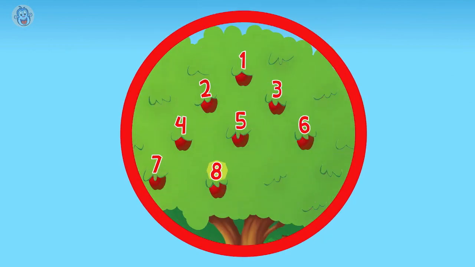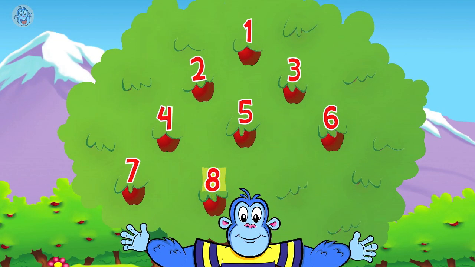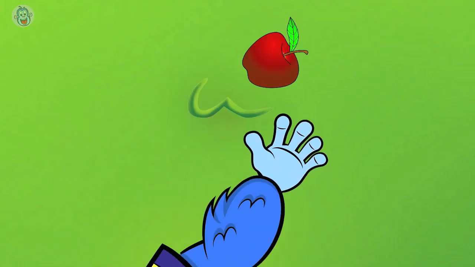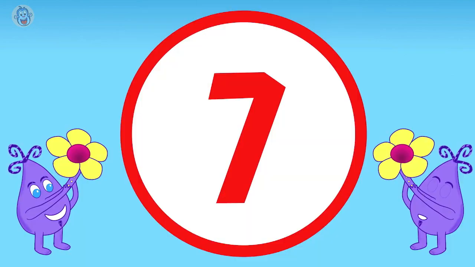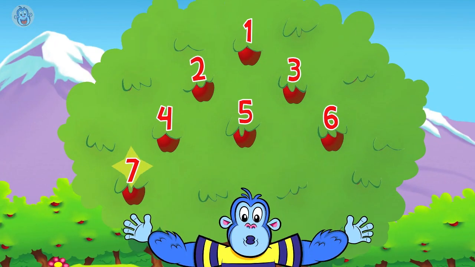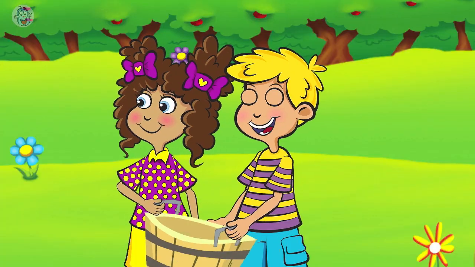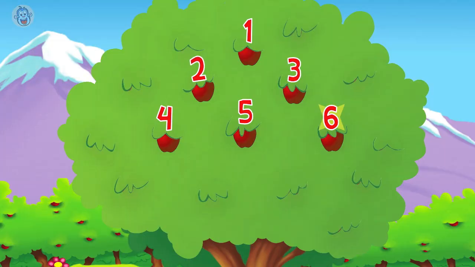8 candy apples hanging on a tree looking mighty tasty to me. If I pick one of them, share it with my friends, 7 candy apples left on the tree. 7 candy apples hanging on a tree looking mighty tasty to me. If I pick one of them, share it with my friends, 6 candy apples left on the tree.